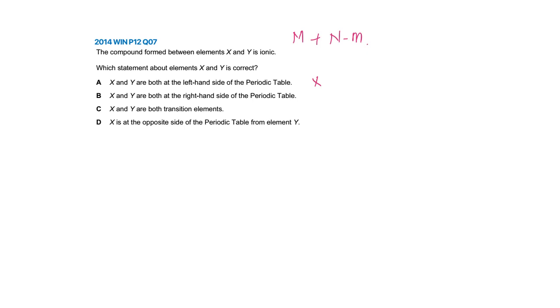B: X and Y are both on the right-hand side of the periodic table. Well, that's a non-metal and a non-metal. And that's talking about covalent bonds, not ionic bonds. So B is also incorrect. C: X and Y are both transition elements, where all transition elements are metals anyway. So that's incorrect anyway. D: X is at the opposite side of the periodic table from element Y. Yes, because metals and non-metals are on extreme ends of the periodic table. Okay, so D is the answer. Woo!